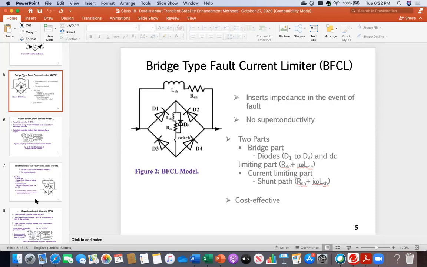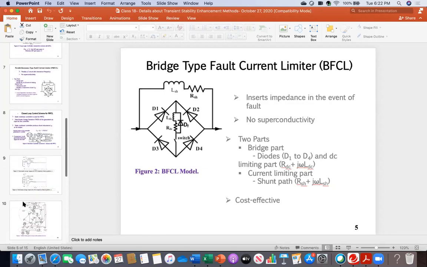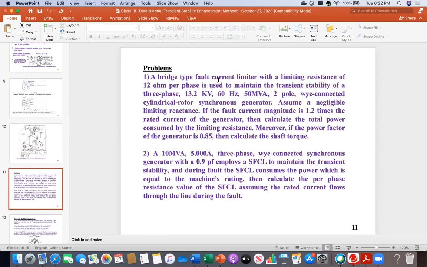Okay, very good. Now see this picture in your note, and then see that bridge type fault current limiter with a limiting resistance of 12 ohm per phase, that shunt path RSH, to maintain the transient stability. These are the synchronous generator specifications. Now it says, assume a negligible limiting reactance. This means the reactance value on top is negligible. Because no value is given, you don't need to assume any value.